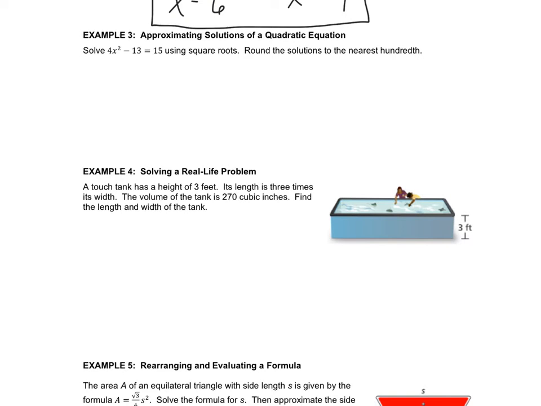So next we're going to talk about doing an approximation, because they're not always going to be perfect squares. If they're not perfect squares, we're just going to use a calculator for the most part. You want to notice that we are rounding to the nearest hundredths place. So for this one, we would just add 13 first to move the 13 to the right-hand side. I'm going to get 4x squared equals 28.